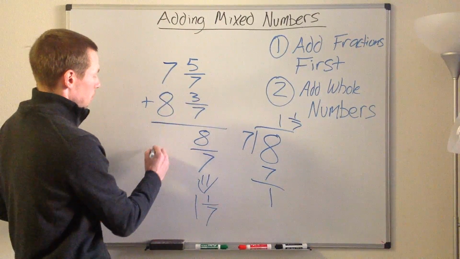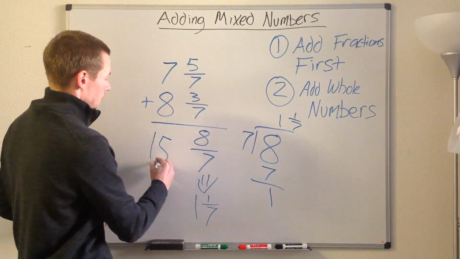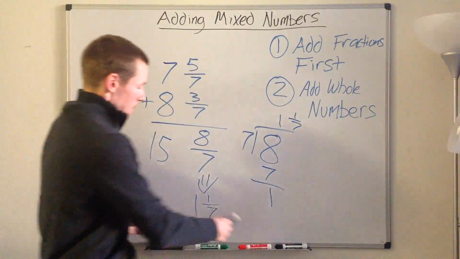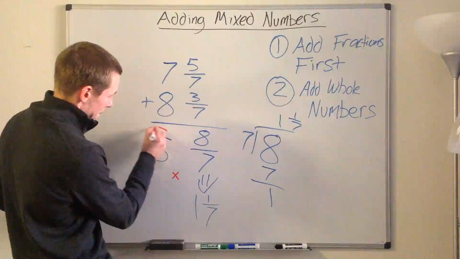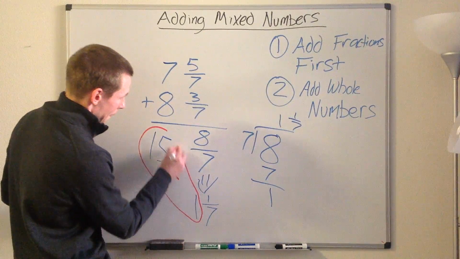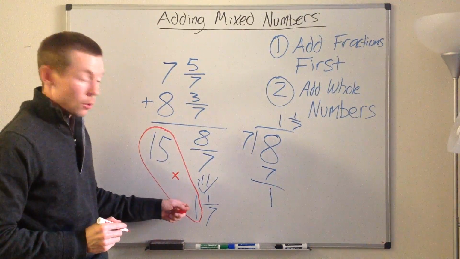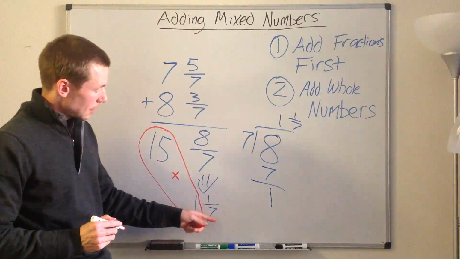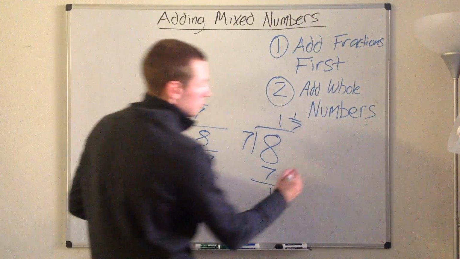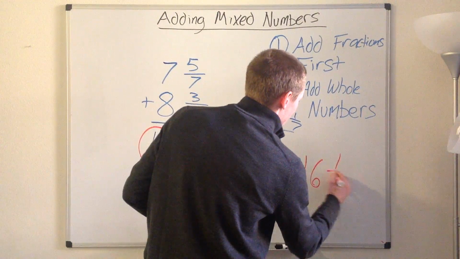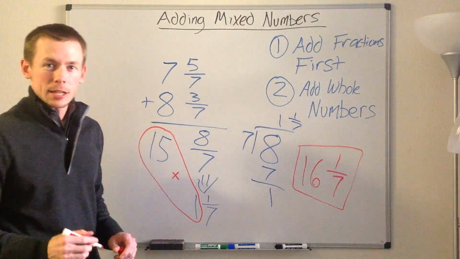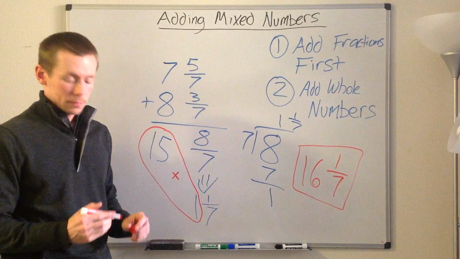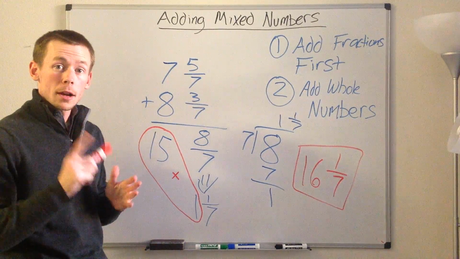And over here, 7 plus 8 is 15. So if we combine the 15 plus the 1 makes 16, and then we have the 1/7 over here, so our answer is 16 and 1/7. Let me do one other example.